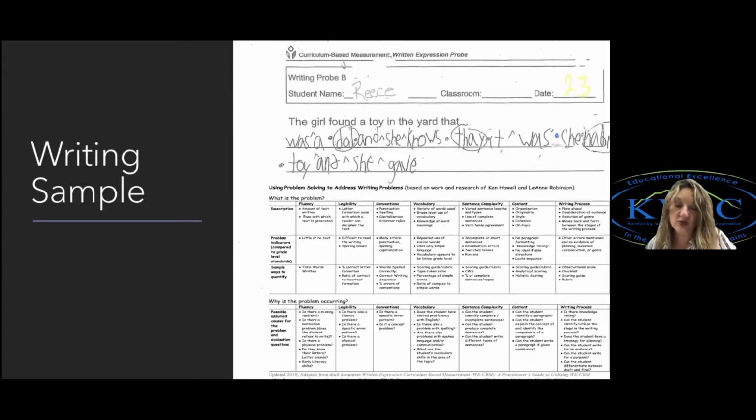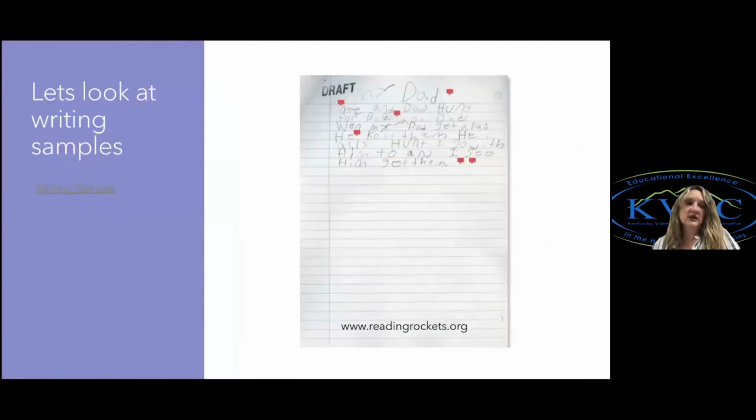You may have to give another prompt or a probe for them to be able to really narrow that down, but this will really give you that guidance about where do you start. If I know what the problem is, then I know some SDI that I can use around that instruction. So here is another example, and this one came from Reading Rockets.